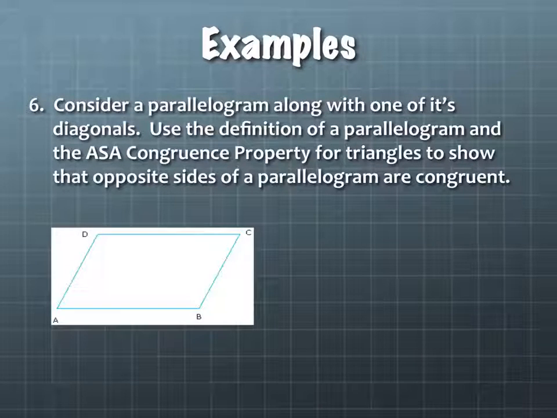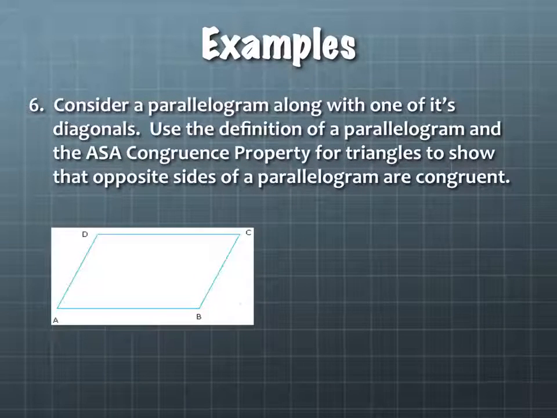Use the definition of parallelogram and the angle-side-angle congruence property for triangles to show that opposite sides of a parallelogram are congruent. Okay, so far we haven't actually defined a parallelogram in this way. We defined it as 2 pairs of parallel sides, right? But it is a true statement that the opposite sides of the parallelogram are congruent. And you probably remember using that fact at some point in your past to find the area inside of it or something like that.